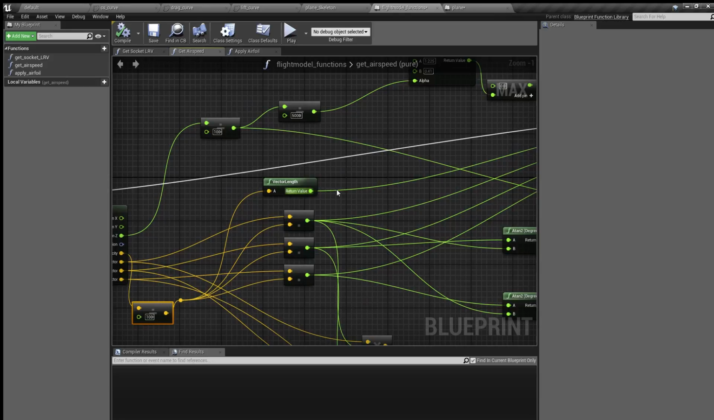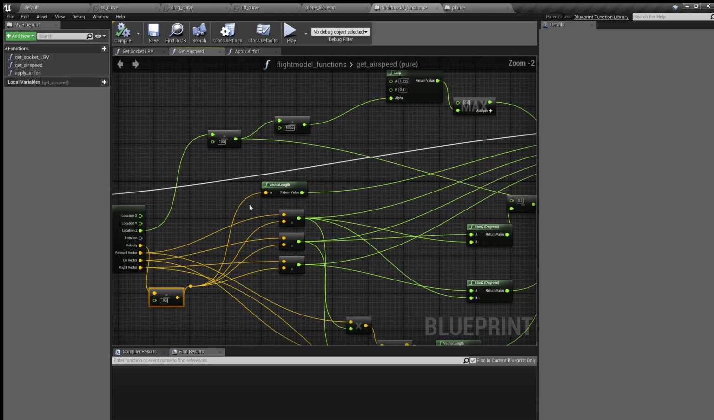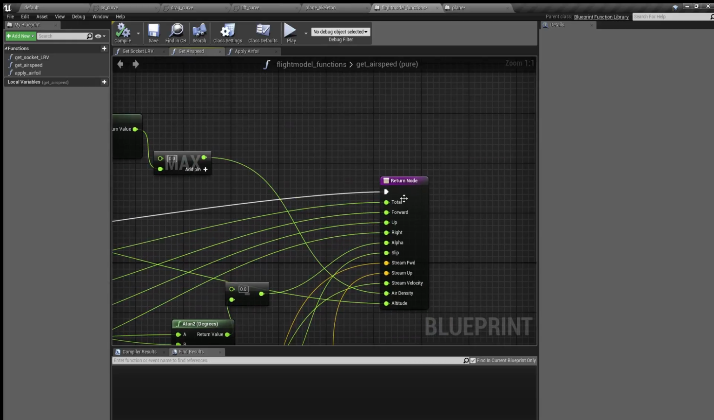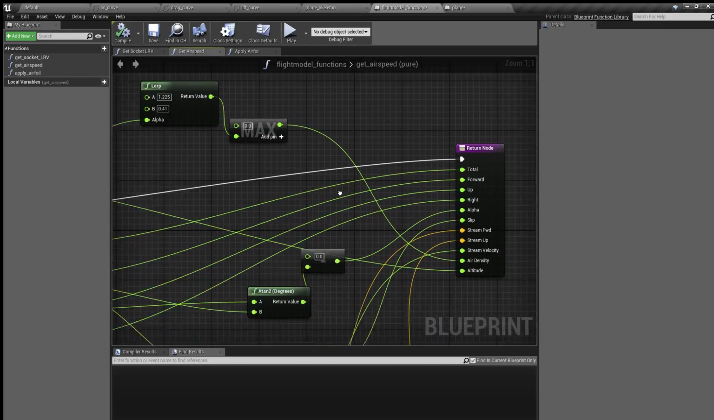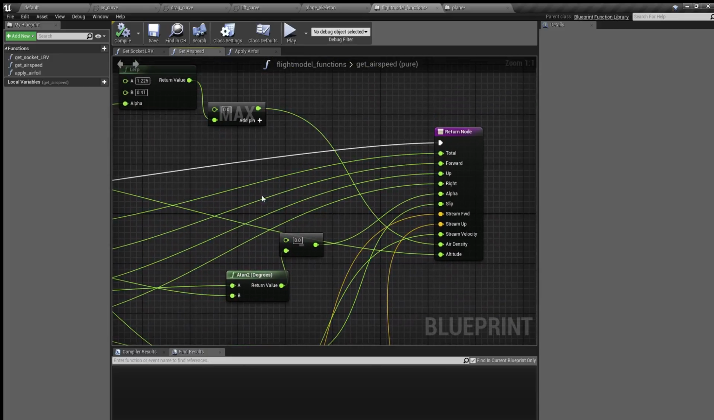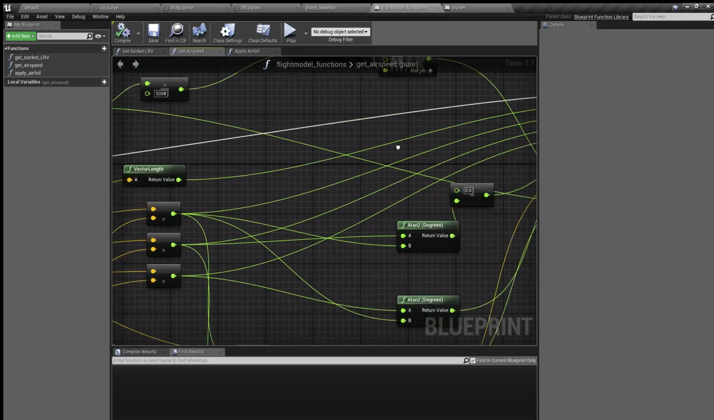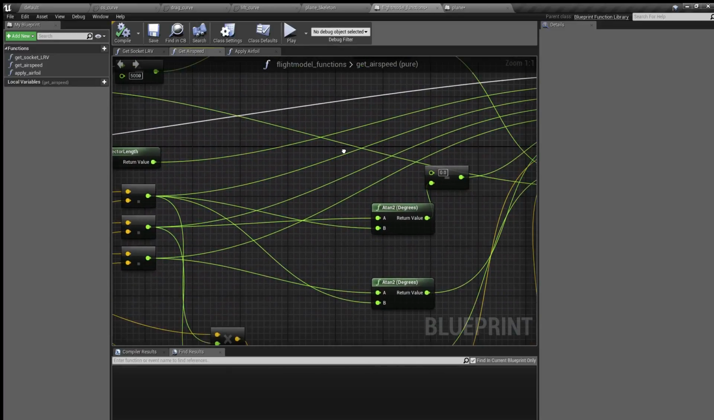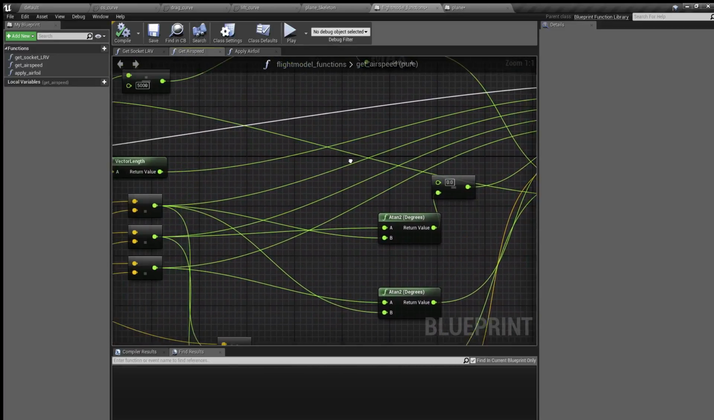In other words, forward velocity is the velocity that would be measured by a pitot tube. Right velocity would be your slip, and another calculation will calculate the alpha. I'll get to that in a second.